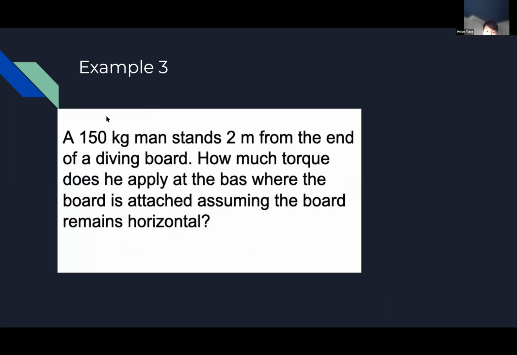Okay, so now here's example 3. I'll give you 2 minutes to do this one.